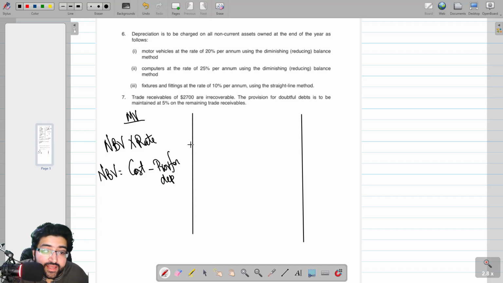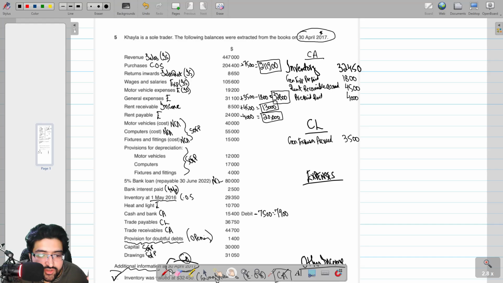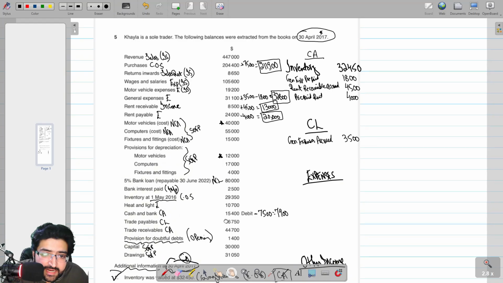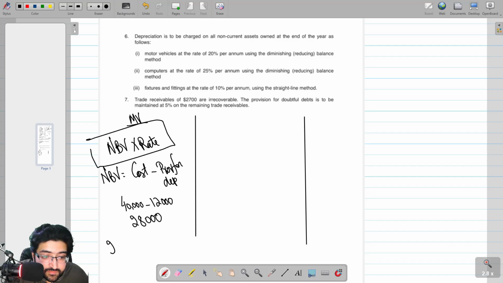Let's go up and look at the cost of motor vehicle and provision for depreciation of motor vehicle. The cost of motor vehicle given in the question is 40,000. I'm making a star so that you can see. And the provision for depreciation of motor vehicle is 12,000. So I can find the net book value. 40,000 minus 12,000. The net book value is 28,000.